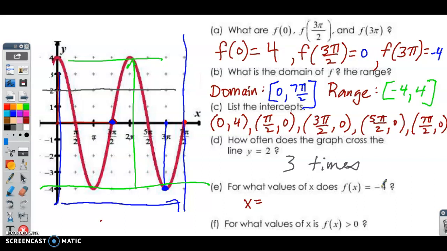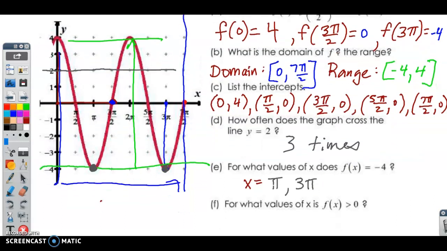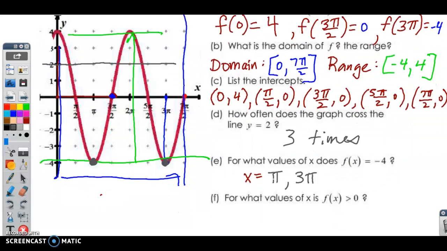Alright, well, where does f of x equal negative 4? When I plug in x, y value is negative 4. Here and here, what are those x values? Pi and 3 pi. Don't worry about it if you don't understand what pi or 3 pi means. Those are just the numbers that we're using on the number line there. They'll mean more later. For what values of x is f of x greater than 0?